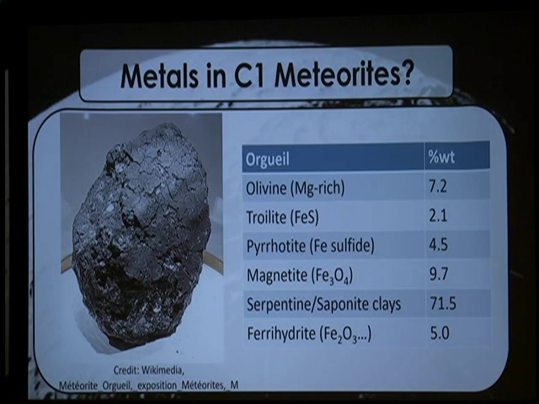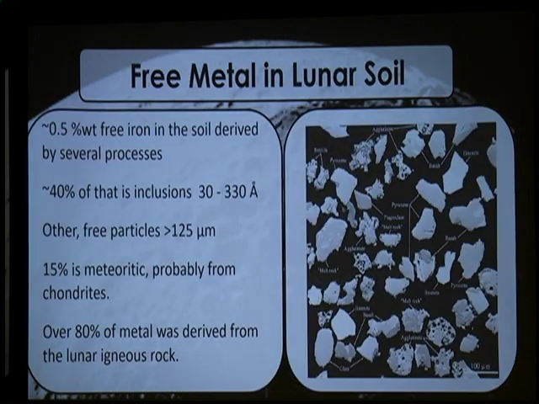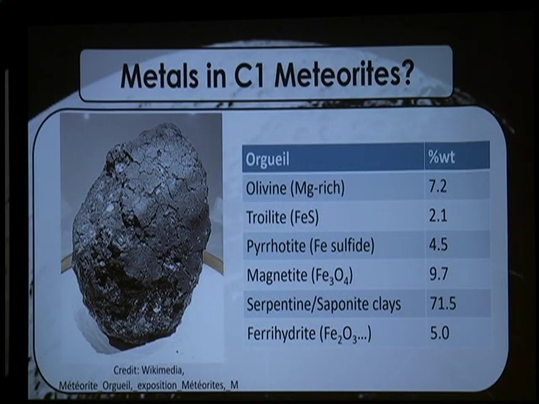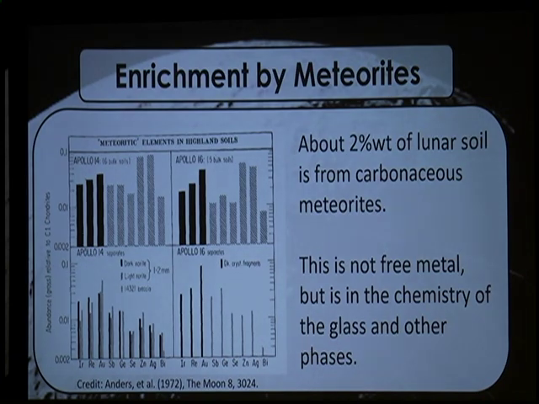Now, this is a C1 meteorite. This is the composition of it. There's olivine, there are sulfides, iron sulfides, there are iron oxides, which are good because it's easy to get the oxygen out to get the pure iron. Those would be an ore on the Earth. And there's a lot of clay. But you don't find any clay in the lunar soil, and that's because it vaporizes on impact. And by the way, that 2 weight percent, if you add it up, equals the total flux of material raining down on the moon.